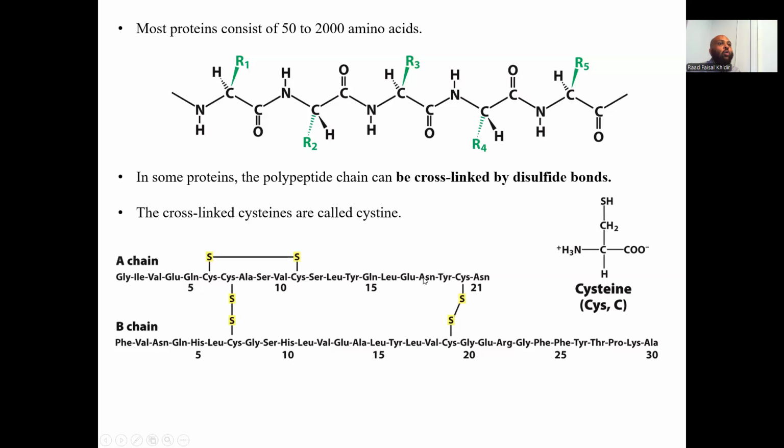So look at the first chain. You can have a horizontal bridge and you can have a vertical bridge. But it has to be between the two cysteines. So you see cysteine S connected to cysteine S. And then vertically between two chains, cysteine S and cysteine S. Clear?